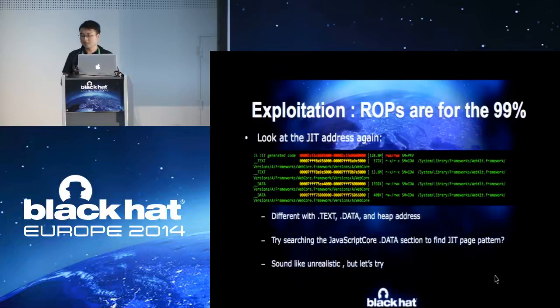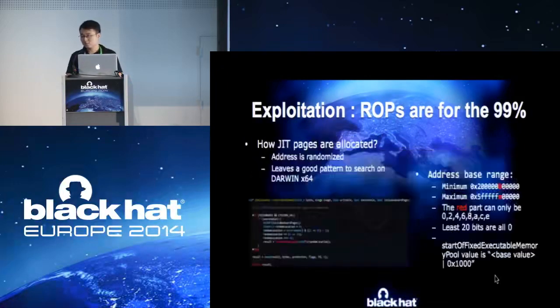So we can find a smarter way to find the JIT page by looking at the source code where the JIT page is allocated. We can find that it just allocates a random value and does some shift. You can see the highest bits are always 0, and the least 20 bits are always 0. And it has a minimum value and a maximum value.